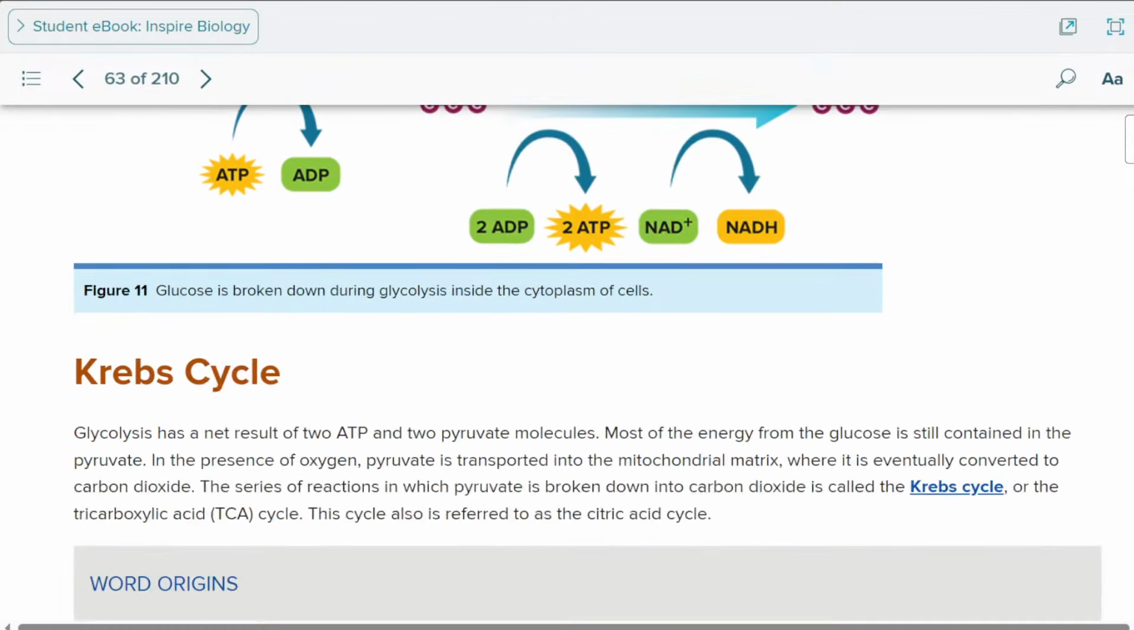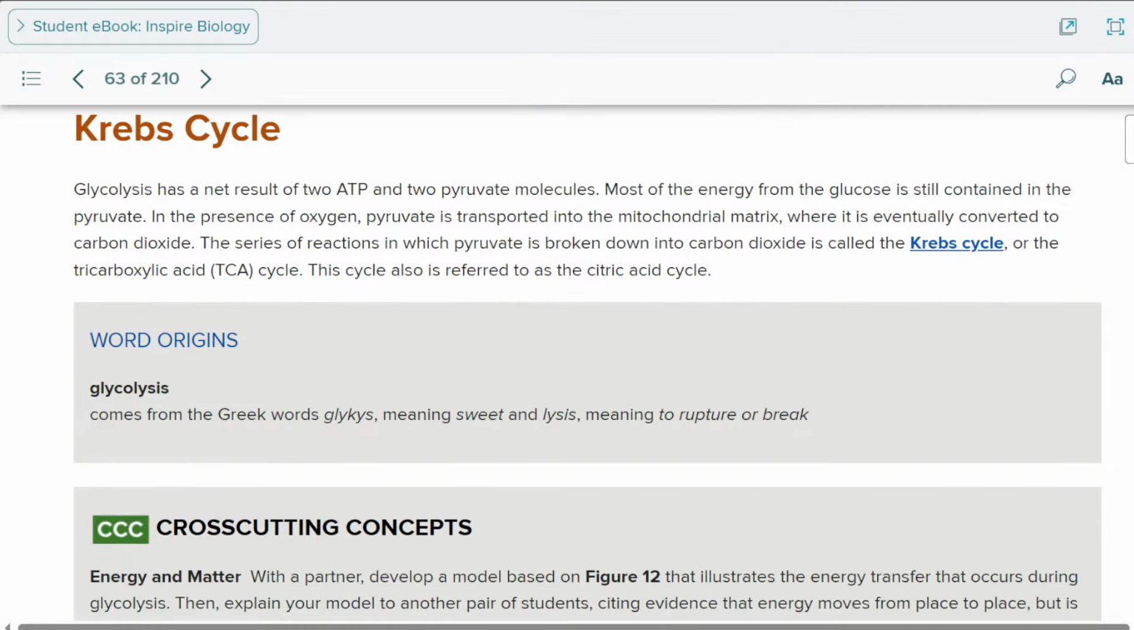Now we get to the Krebs cycle. Glycolysis has a net result of 2 ATP and 2 pyruvate molecules. Most of the energy from the glucose is still contained in the pyruvate. In the presence of oxygen, pyruvate is transported into the mitochondrial matrix, where it is eventually converted into carbon dioxide. The series of reactions in which pyruvate is broken down to carbon dioxide is the Krebs cycle. As I remember, in the Krebs cycle you keep breaking down the carbon and release a lot of CO2.